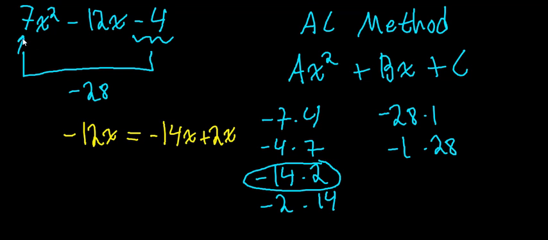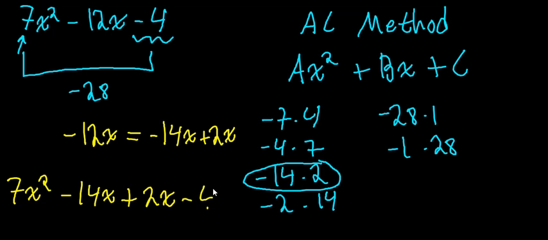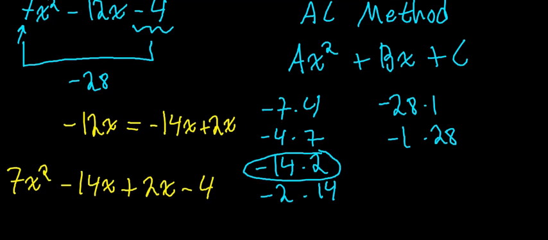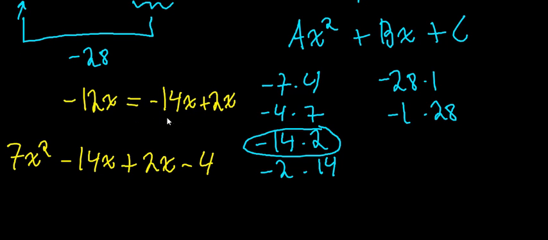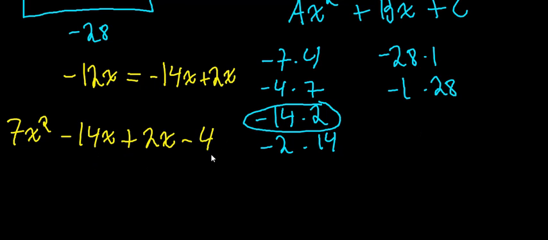And so now we can rewrite this quadratic without changing it at all. We're not changing the value of this quadratic. We're just writing negative 12x in a different way. So this quadratic can be rewritten as 7x squared minus 14x plus 2x minus 4. Again, we're not changing the value of this quadratic. We're only changing how we're writing negative 12x, which does not change the value because negative 12x is equal to negative 14x plus 2x.